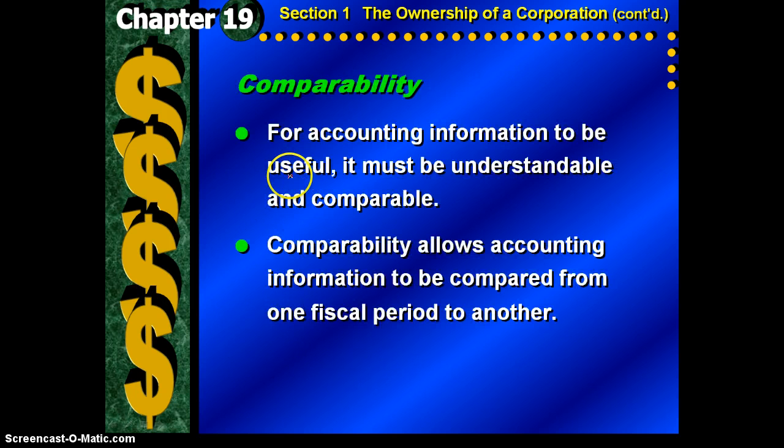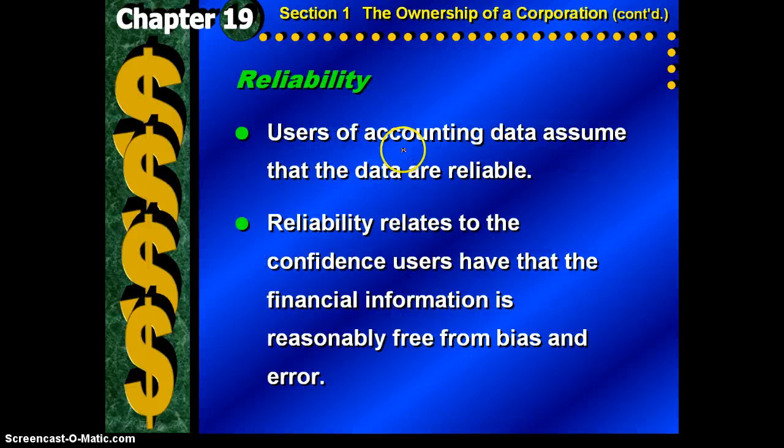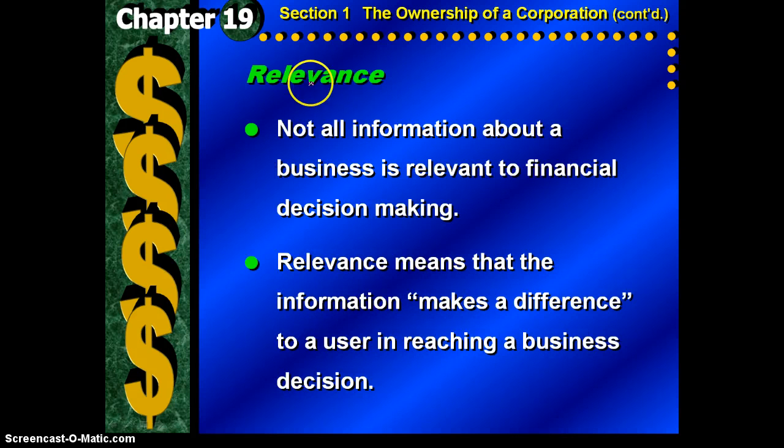So what is comparability? For accounting information to be useful, it must be understandable and comparable. Comparability allows accounting information to be compared from one fiscal period to another, essentially the matching principle. Reliability: users of accounting data assume that the data is reliable. Reliability relates to the confidence that users have that the financial information is reasonably free from bias and error. So it needs to be reliable.